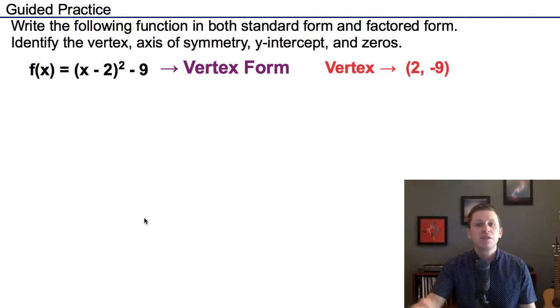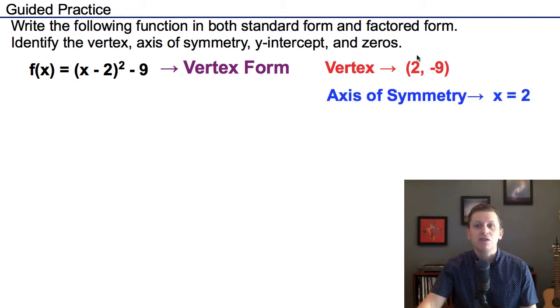Because the axis of symmetry is a vertical line that the vertex is always on, it will be the equation x equals 2. Whatever your x value is of the vertex is the number that goes here in the equation of the axis of symmetry.